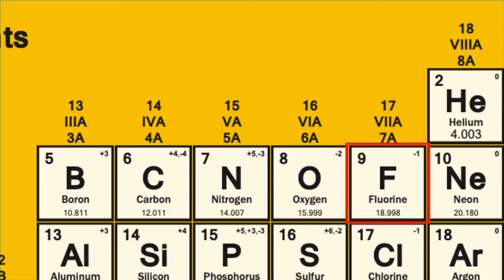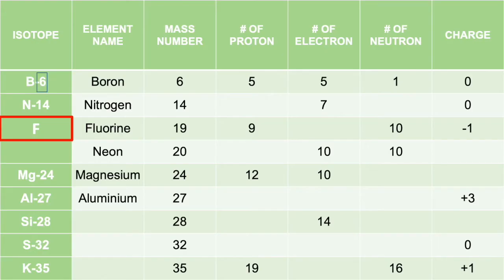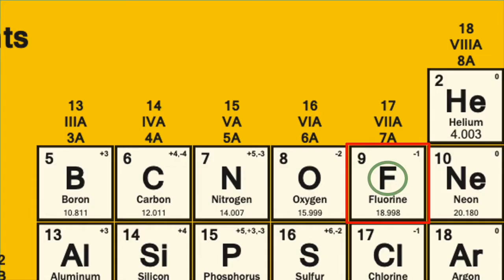Fluorine has a symbol of capital letter F. So we are going to copy the symbol of this element. The first thing that you should do is write the symbol of the element followed by a dash. Then go back to the periodic table and determine the mass number of the element.